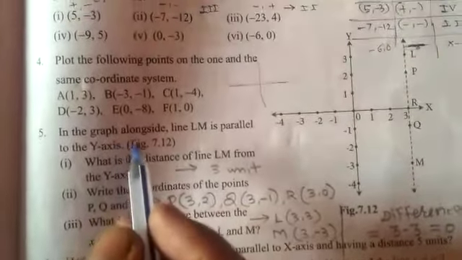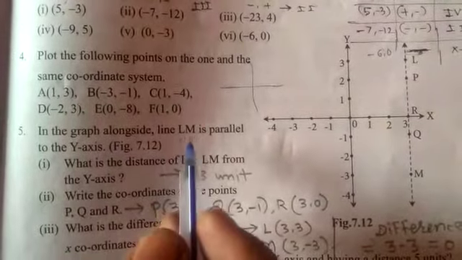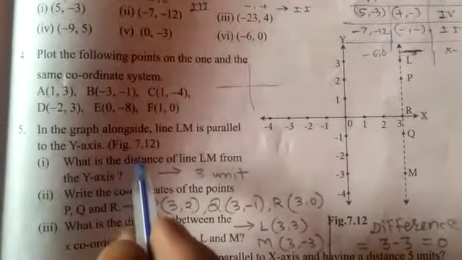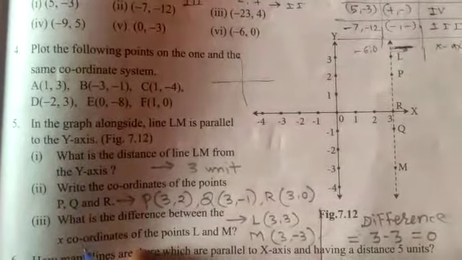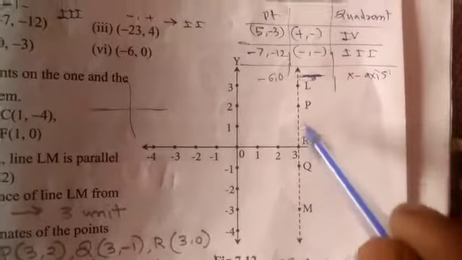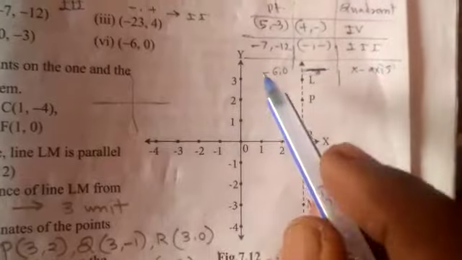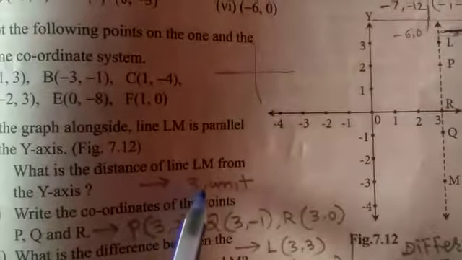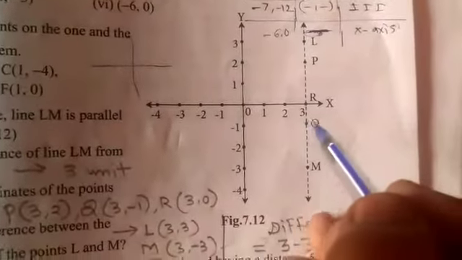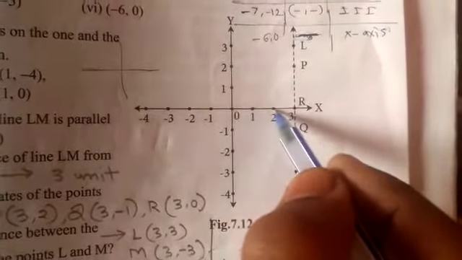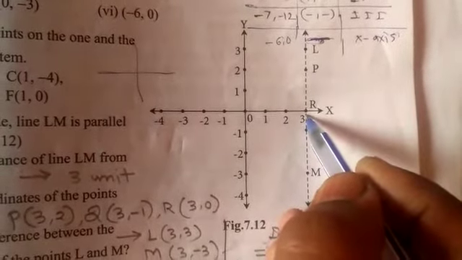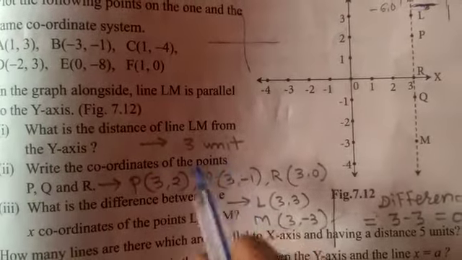In the graph alongside, line LM is parallel to the y-axis. So there are again 3 questions given. What is the distance of line LM from the y-axis? Here this is the graph, and this is line LM. It is parallel to the y-axis. So the first question is, what is the distance of line LM from the y-axis? Now you can measure the distance 1, 2, 3. This is 3 unit, or 3 centimeter. So write here the answer 3 unit or 3 centimeter.